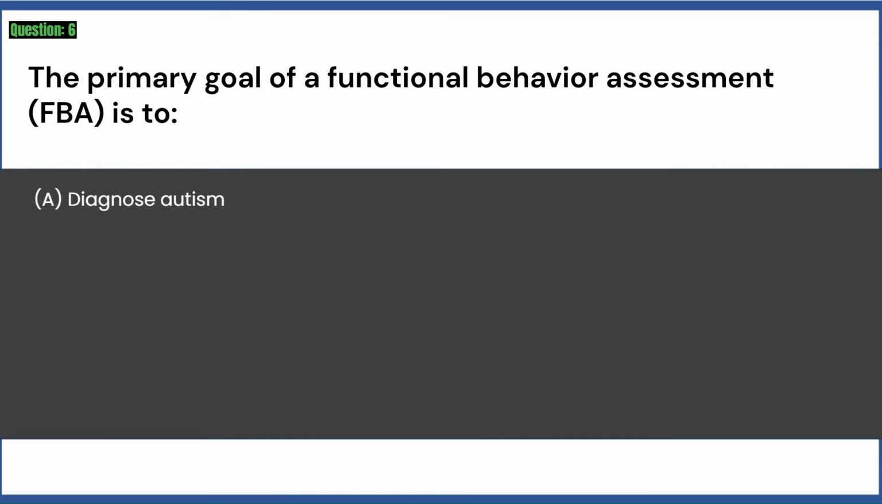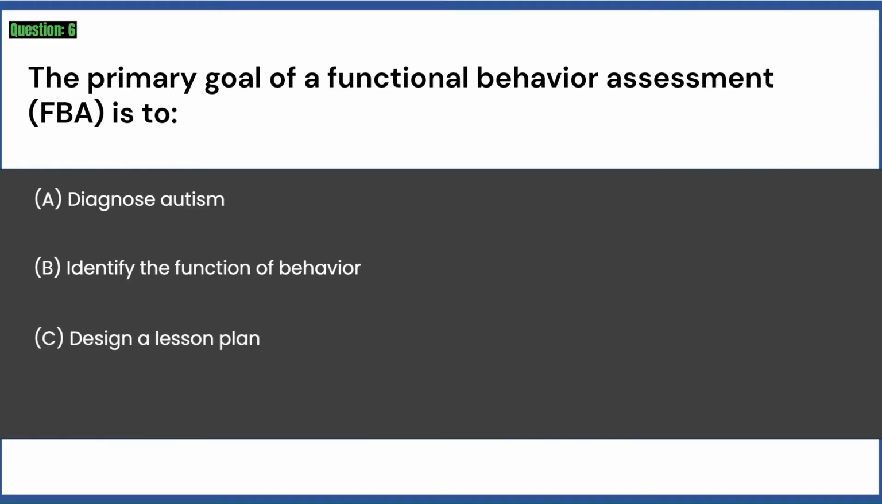The primary goal of a functional behavior assessment, FBA, is to A. Diagnose autism. B. Identify the function of behavior. C. Design a lesson plan. D. Teach self-help skills. Answer: B. Identify the function of behavior.